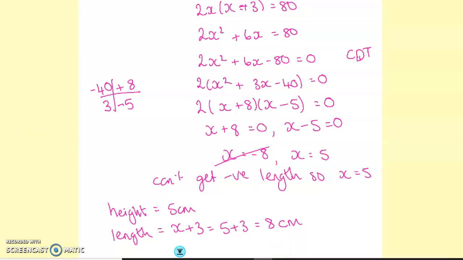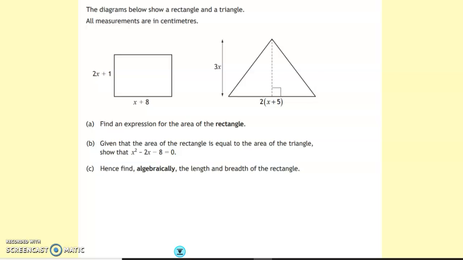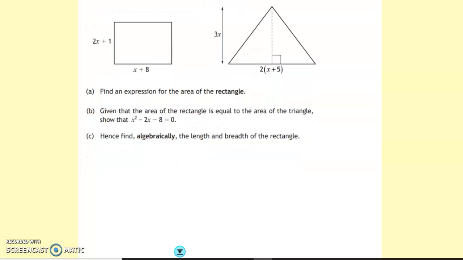Okay, last example then. Diagram below shows a rectangle and a triangle. All the measurements are in centimetres. We want to find an expression for the area of the rectangle. So for part A, area of a rectangle is length times breadth. It's (2x plus 1) times (x plus 8), multiplying out the brackets.